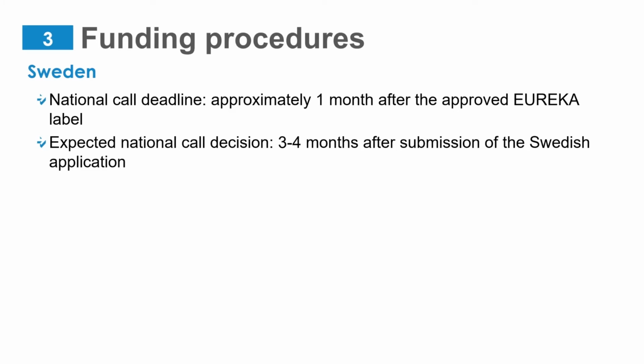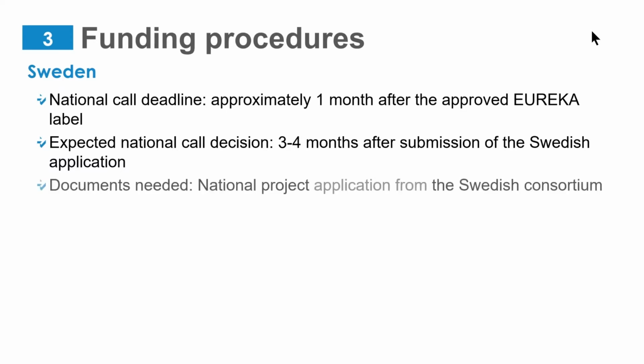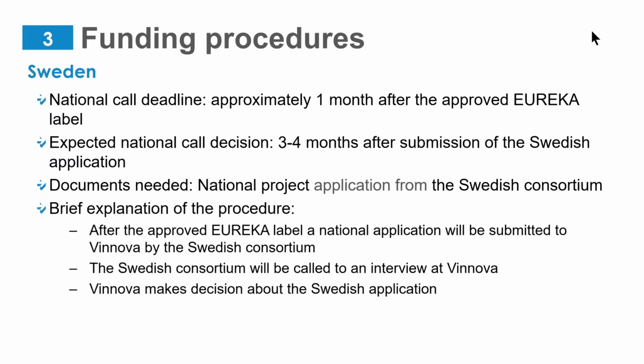And then we have Sweden. In the case of Sweden, the national call deadline takes approximately 1 month after the approval of the label, and the decision for the funding comes 3-4 months after submitting the application. So as you see, in most of the countries, the national decision lasts between 3 to 4 months. In this case, the documents needed are also the national project application from the Swedish partners, and here the approved Eureka label and national applications will be submitted to Vinnova.